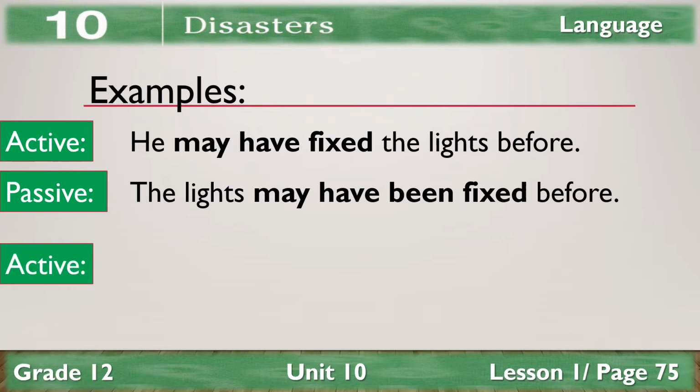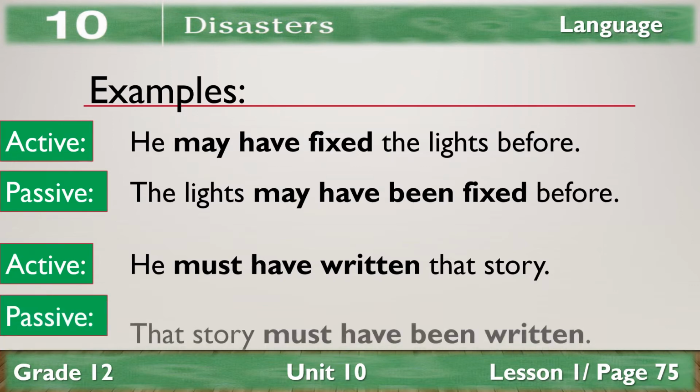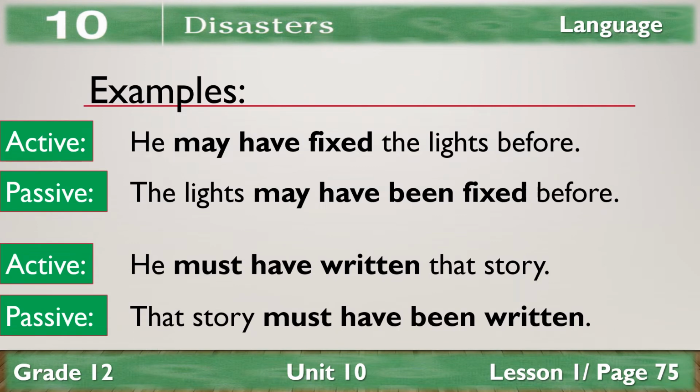Another example in the active: he must have written that story. Now in the passive, we start with the object, that story, must have, then we add the word been. That story must have been written.